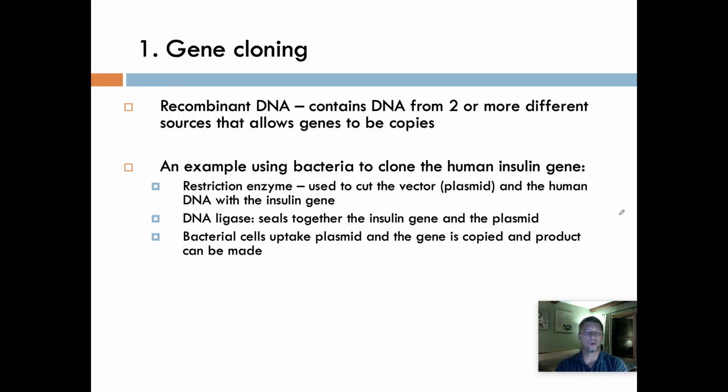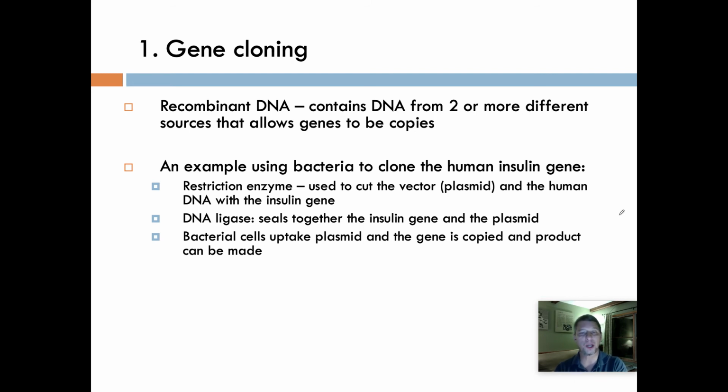Okay, so gene cloning. We've already mentioned that recombinant DNA is simply DNA, or a chromosome or a gene, that contains DNA from two or more different sources. And what it does is it allows genes to be copied. This is the example I was talking about a moment ago, using bacteria to clone the human insulin gene. This is actually a fairly easy process.